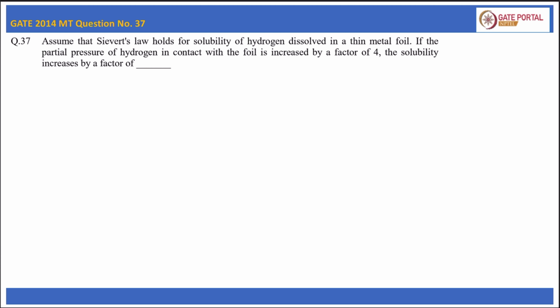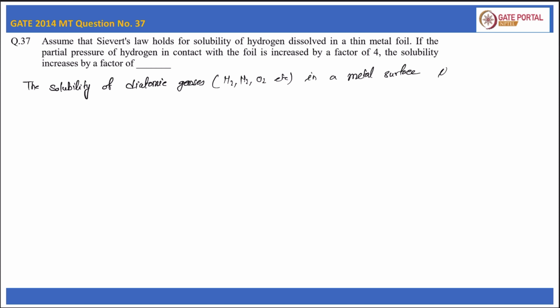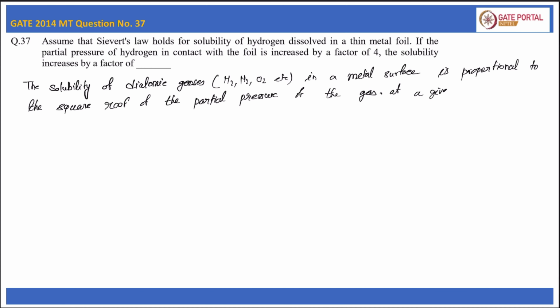Sievert's law states that the solubility of diatomic gases, for example hydrogen, nitrogen, oxygen, etc., in a metal surface is proportional to the square root of the partial pressure of the gas at a given temperature.